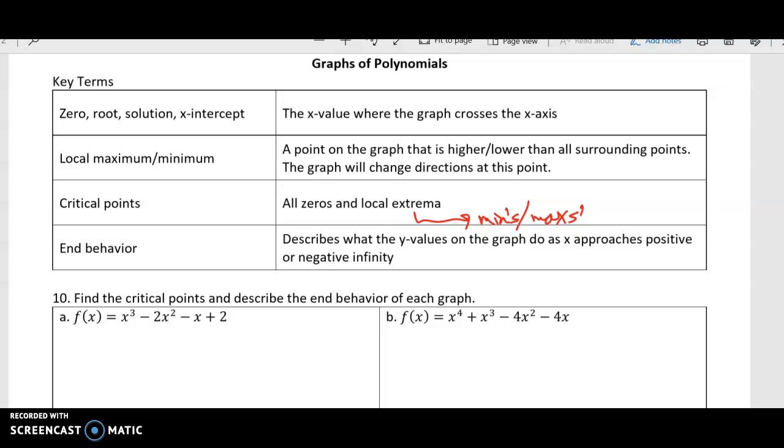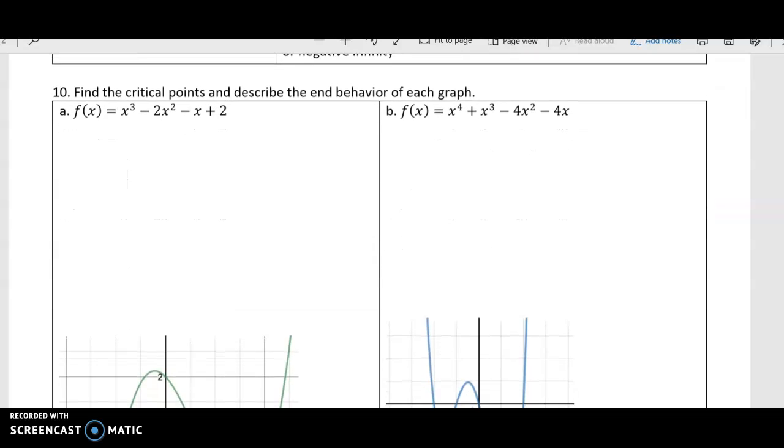Okay, so in end behavior, what happens at the end? What happens with the y value on the graph as the x value gets really, really big in a positive fashion, or really, really small in a negative fashion, that is, a super high negative value, really far away from 0. So let's look at some examples.